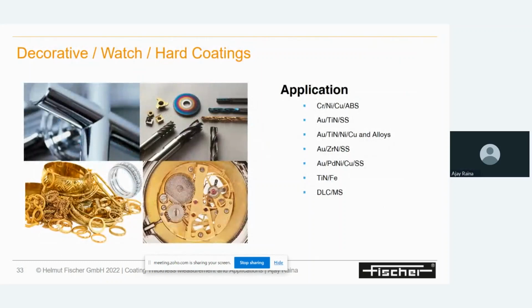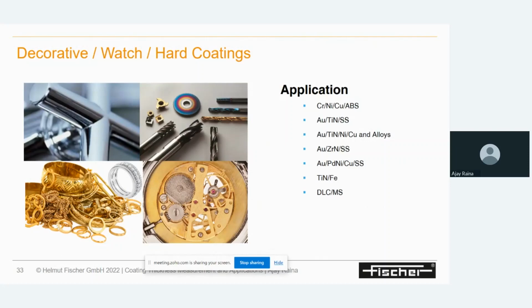For decorative coatings, watch industry and hard coatings, like application for a decorative coating, chrome, nickel, copper on ABS can be checked with XRF. In case you have a chrome nickel step, then it can be checked with CMS instruments. Gold on hard SS bases like the watch industry can be checked with XRF instruments. Gold and titanium nitrate on nickel, on copper and alloys can be checked with XRF instruments.